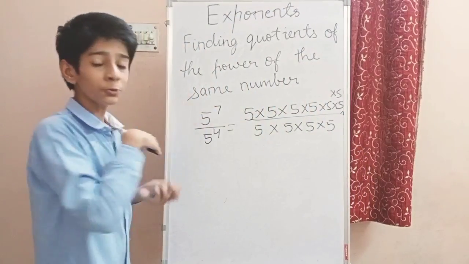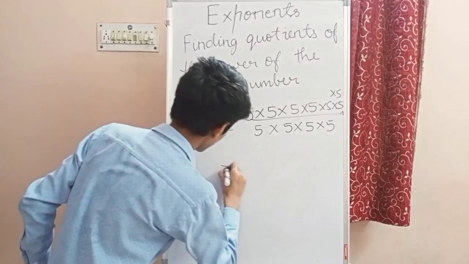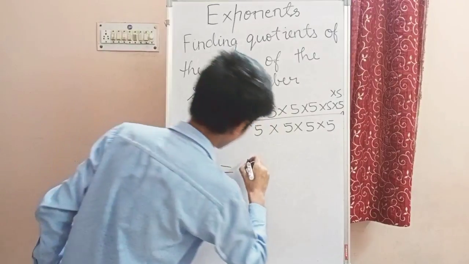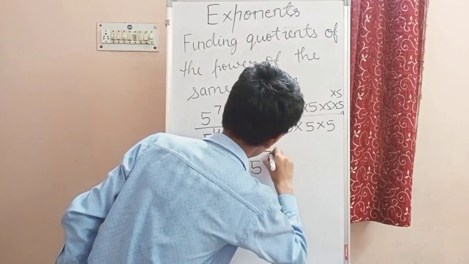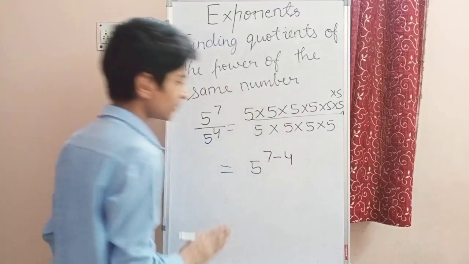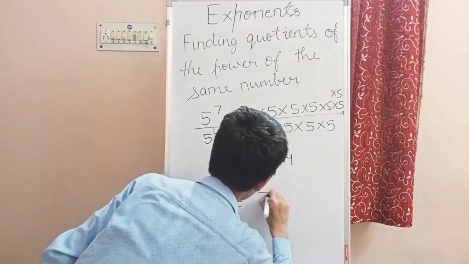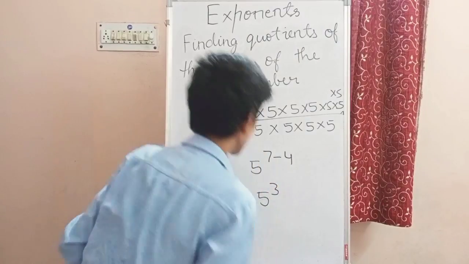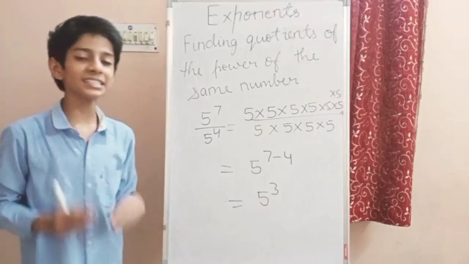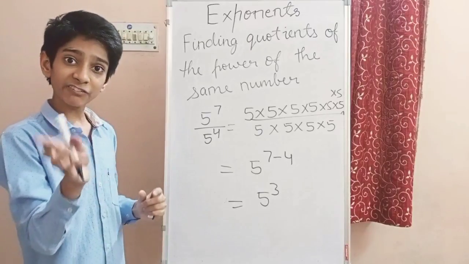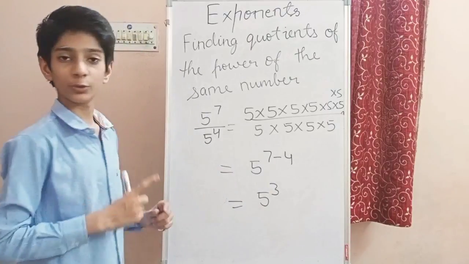Now if the numerator is greater, then what is done? 5 raised to the power 7. So what we will do? We'll simply do 5 raised to the 7 minus 4. So it becomes 5 raised to the power 3. So the answer came as 5 raised to the power 3. If the numerator is greater, then we do it.